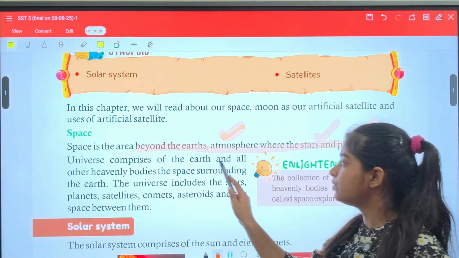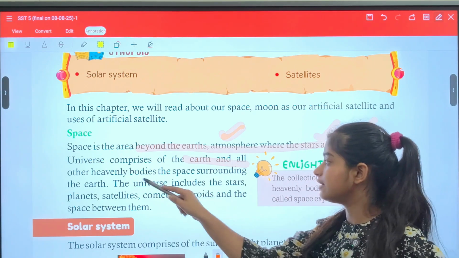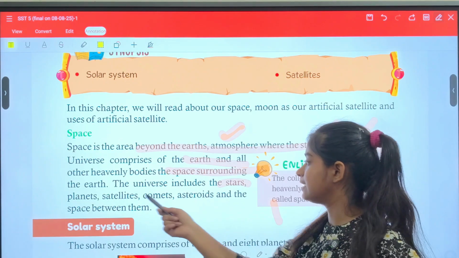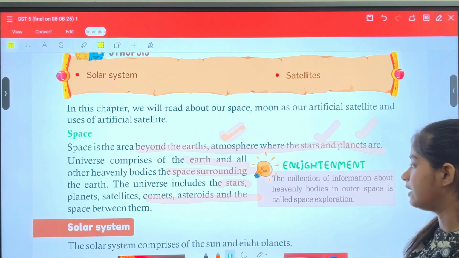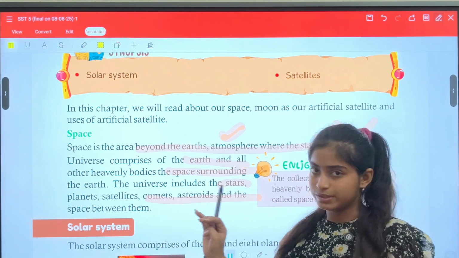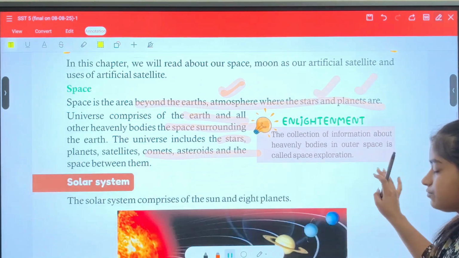Now the universe comprises the earth and all other heavenly bodies and spaces around the earth. The universe includes the stars, planets, satellites, comets, asteroids, and the space between them. Now what are asteroids, what are comets, what are satellites? We will study these things in this particular chapter.